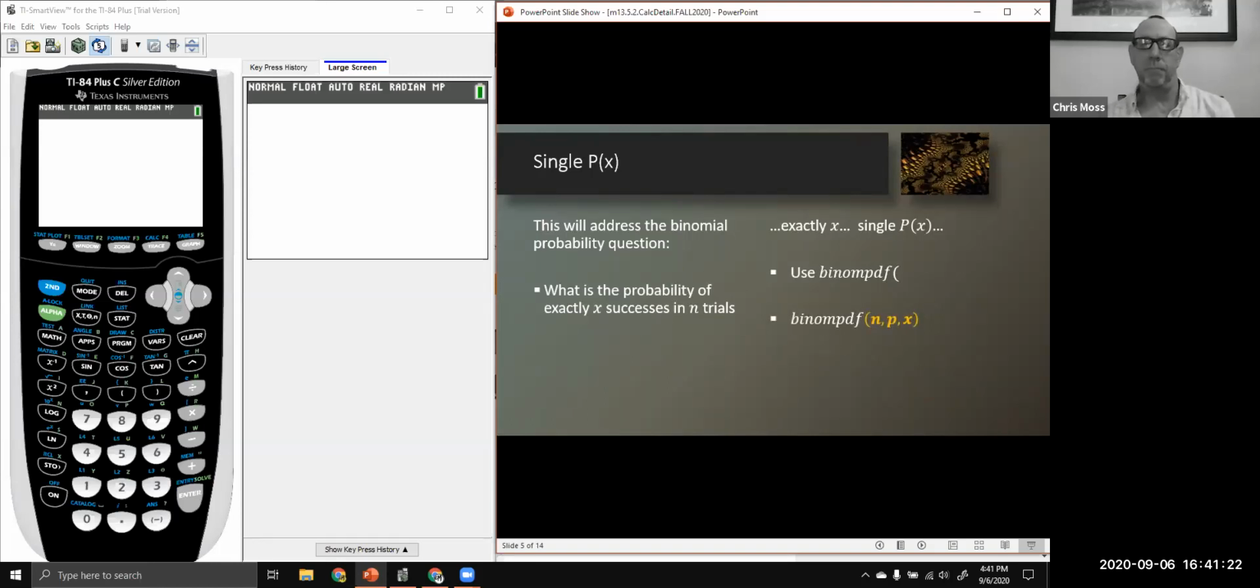You have to feed it what it needs to eat. It will need to know the number of trials. It will need to know the probability of success in any one trial. That's the P. And it will need to know the number of successes that we are interested in, anything up to and including n.